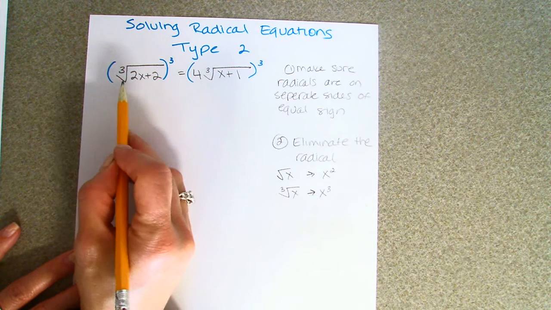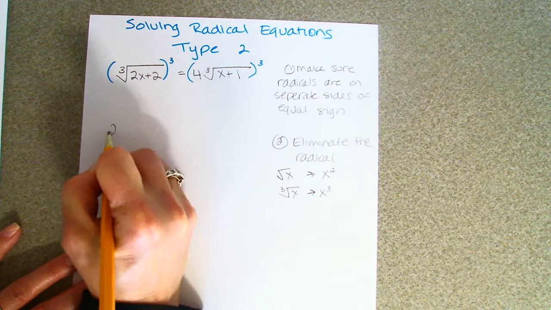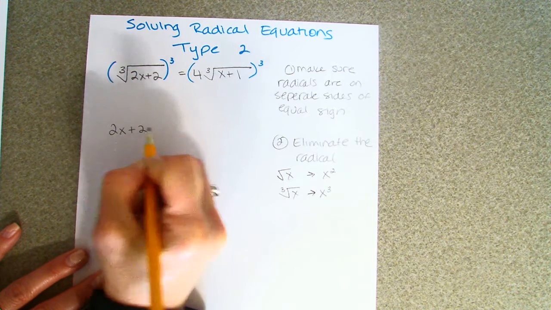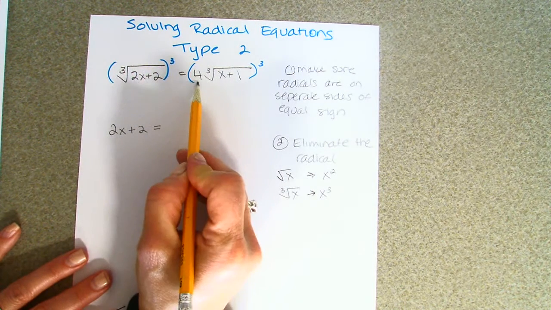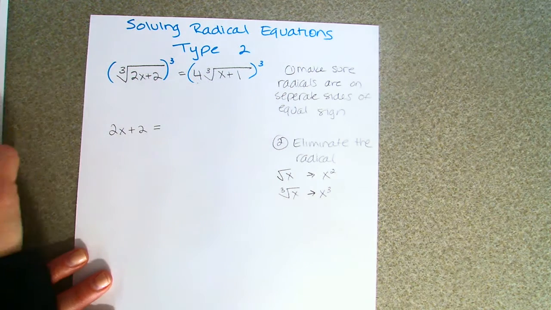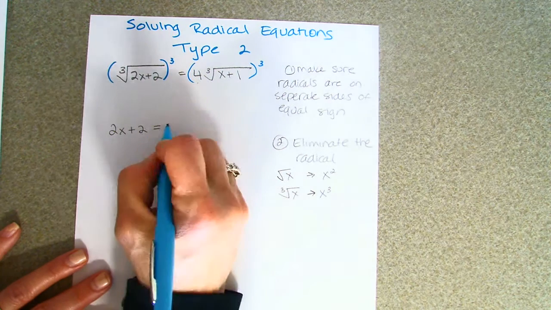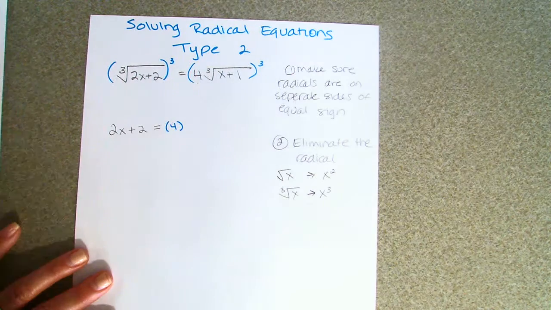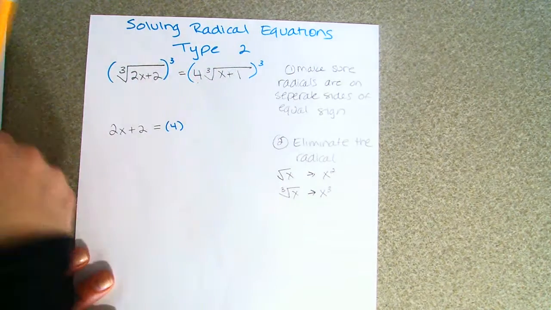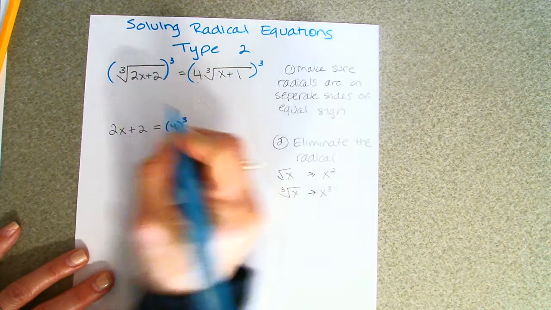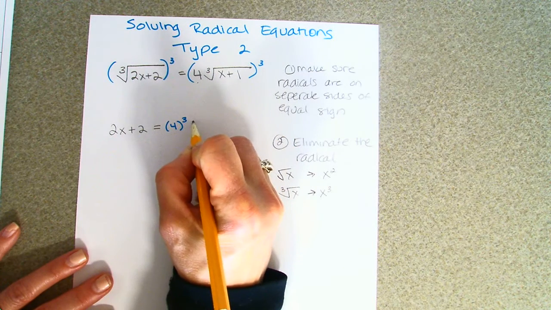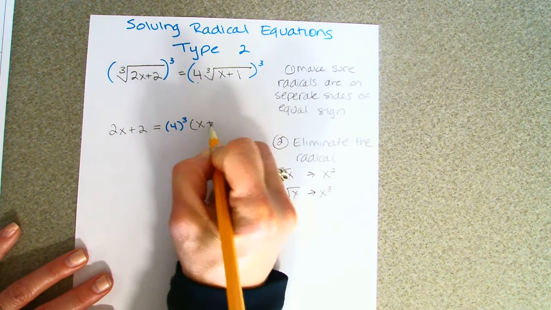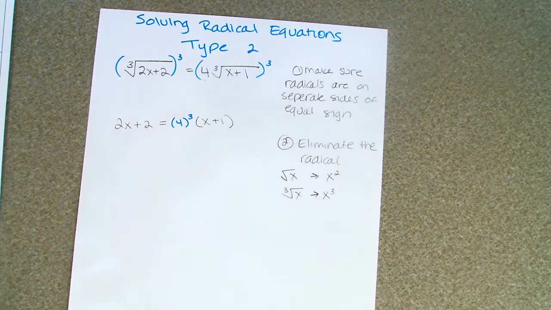When I do this on the left side, all it's going to do is eliminate the radical. So I will be left with 2x plus 2. And I have my equal sign. Now notice that this 4 is not in the radical. We actually need to cube that 4. So I'm just going to write it right there and cube it because I want to remember to do that. My x plus 1 can come out of the radical. And I'm just going to put it in parentheses just like this.